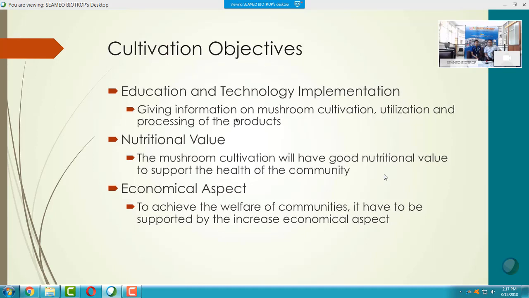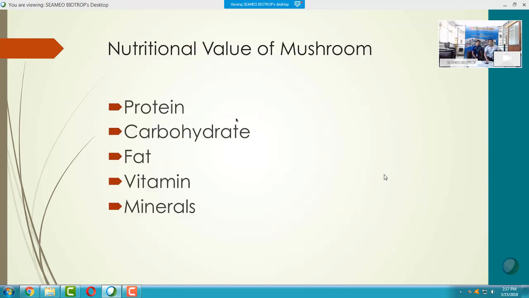And last but not least is the economical aspect itself. We cultivate mushroom because we want to achieve the welfare of communities, and to achieve the welfare of communities has to be supported by an increase in the economical aspect. And we believe mushroom is one way to do that because mushroom usually requires only a little plot of land and it can be harvested multiple times and repeatedly.